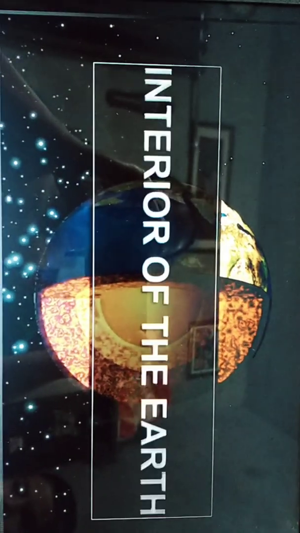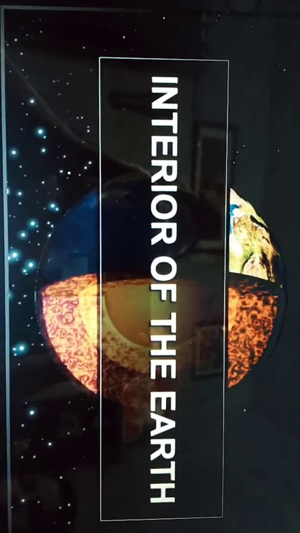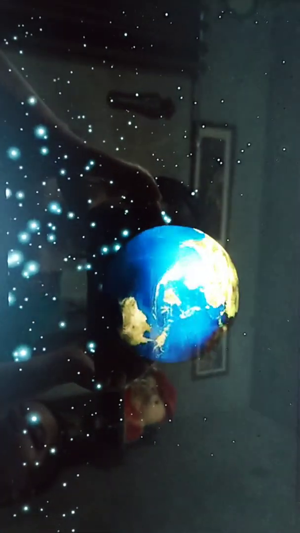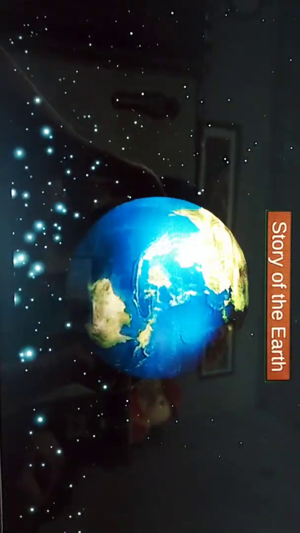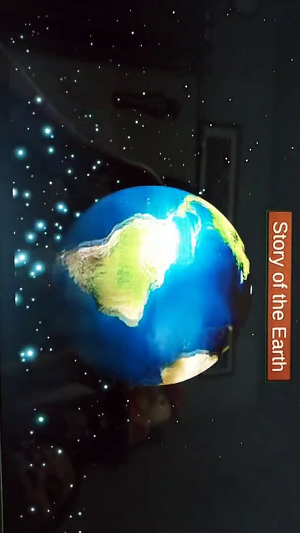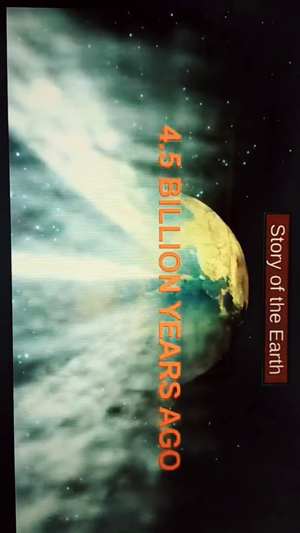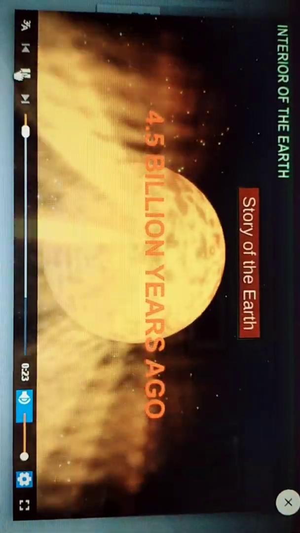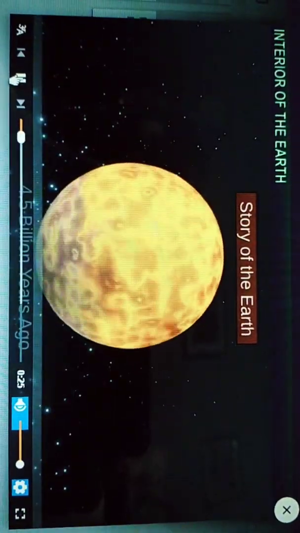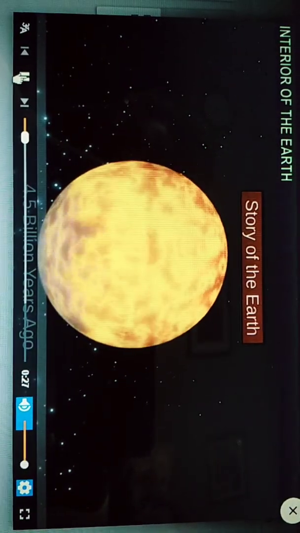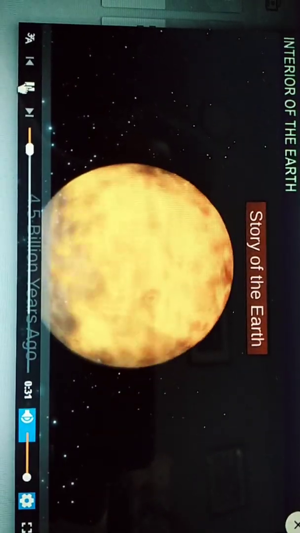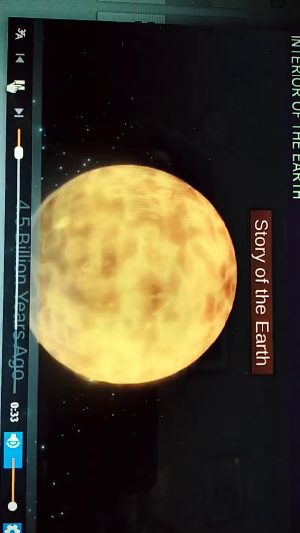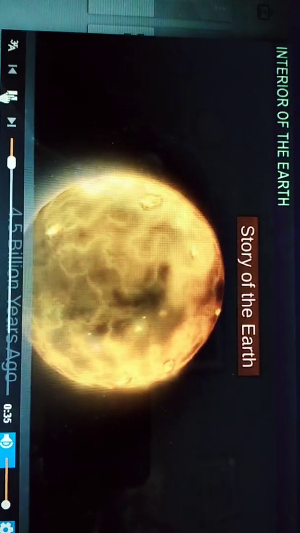You will learn about the internal structure of the earth. To understand the structure of the earth, first, let's get a background on how the earth was formed. It happened 4.5 billion years ago. The earth then was nothing like what it is today. The earth started off as a round ball of homogeneous, molten material revolving around the sun.